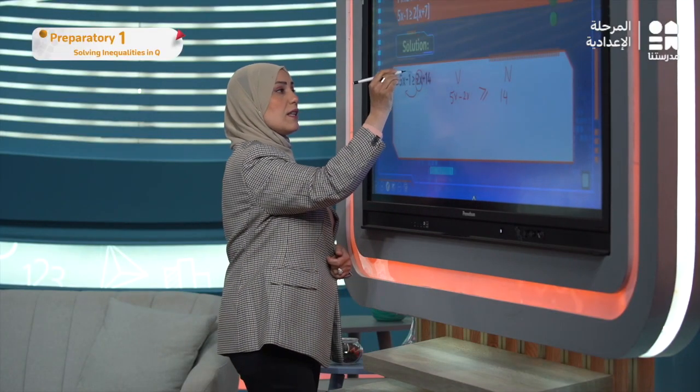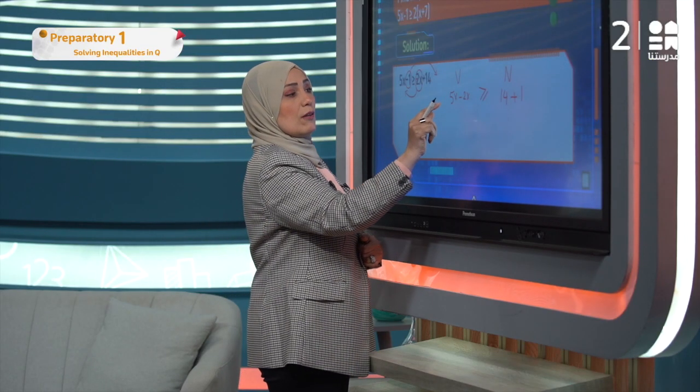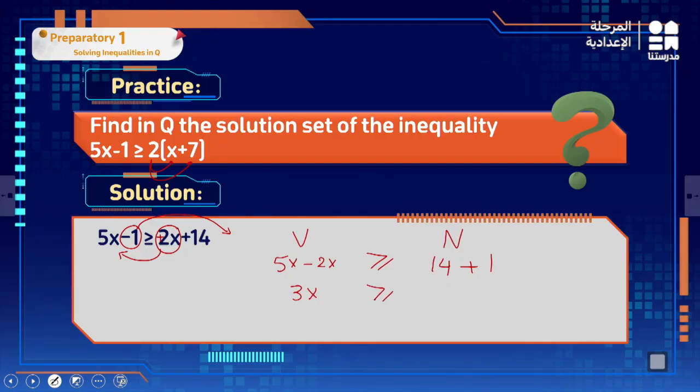I'm going to move this -1 to the second side, because as we said, a side for the variables and a side for the numbers. So it is -1, so it becomes positive 1, or change the operation from minus to plus. Now, 5x minus 2x, which is 3x, is greater than or equal to 14 plus 1, which is 15. I need to divide by 3 on both sides to get the variable alone. Cancel 3. X is greater than or equal to 15 divided by 3, which is 5.